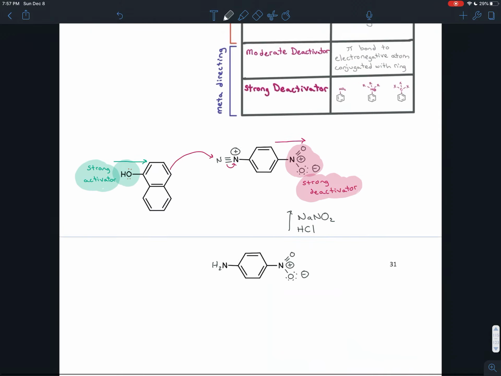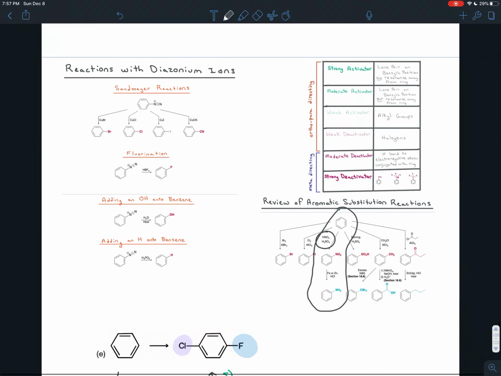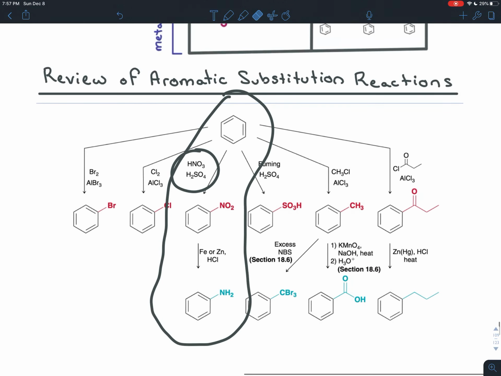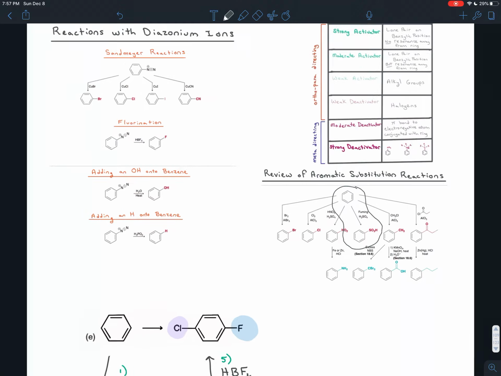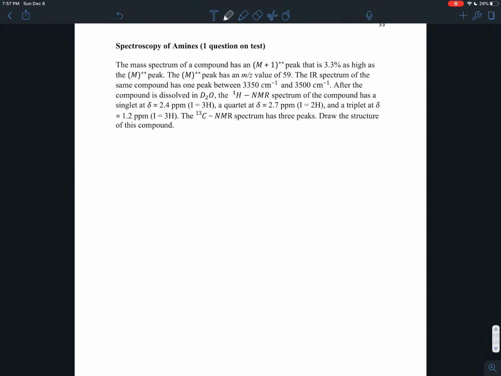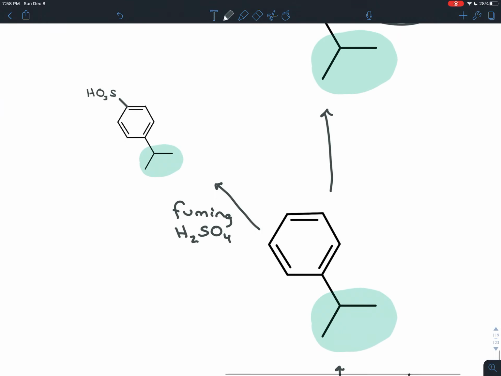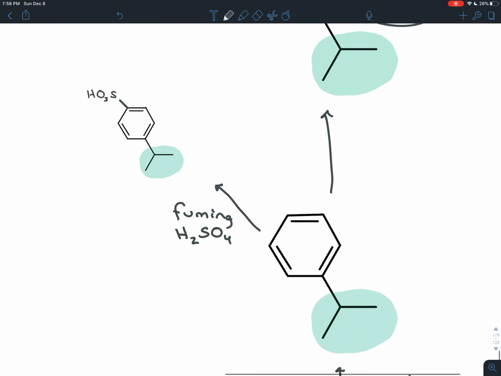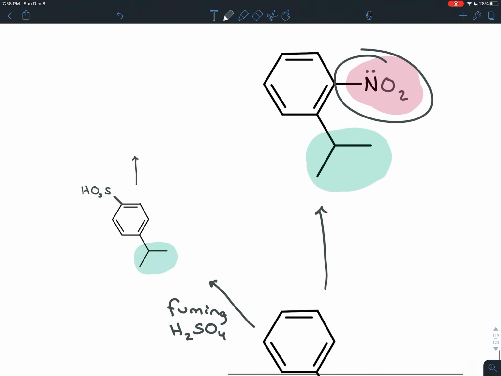So here, let me just quickly refer back to that, just so you can see. So here, in this table, this review of aromatic substitution reactions, you can see that if you have fuming H2SO4, it puts the SO3H on it. Now that's a really bulky group, SO3H. Very bulky. So it's a really bulky group. So now this is blocking the para position. And we can add the nitro group. The nitro group has no choice.